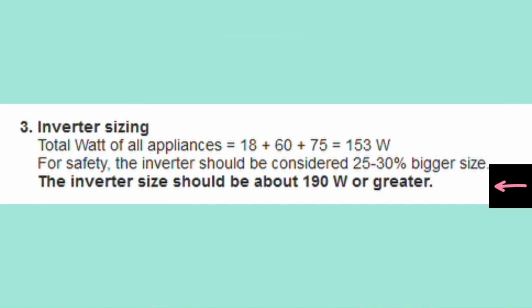Inverter sizing. The total watts of all appliances equals 18 plus 60 plus 75 is equal to 153 watts. For safety, the inverter should be considered 25 to 30% bigger in size. The inverter size should be about 190 watts or greater.